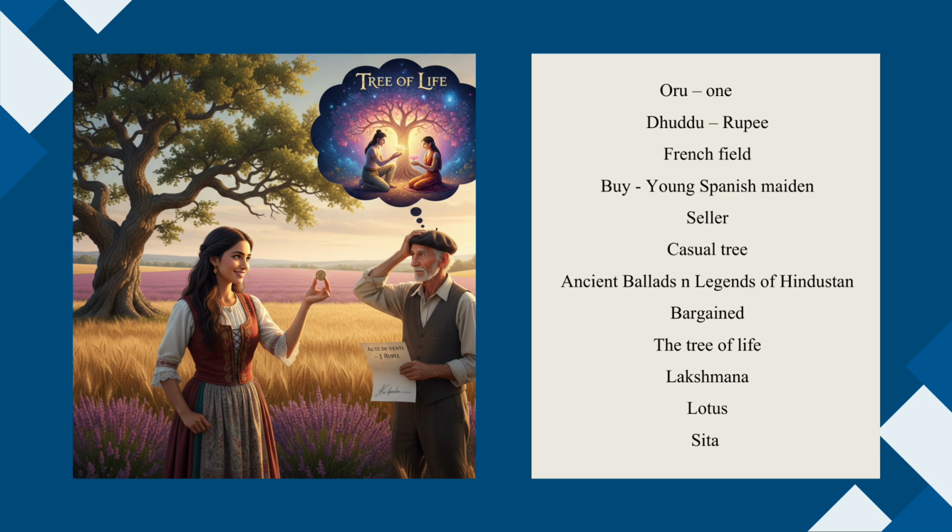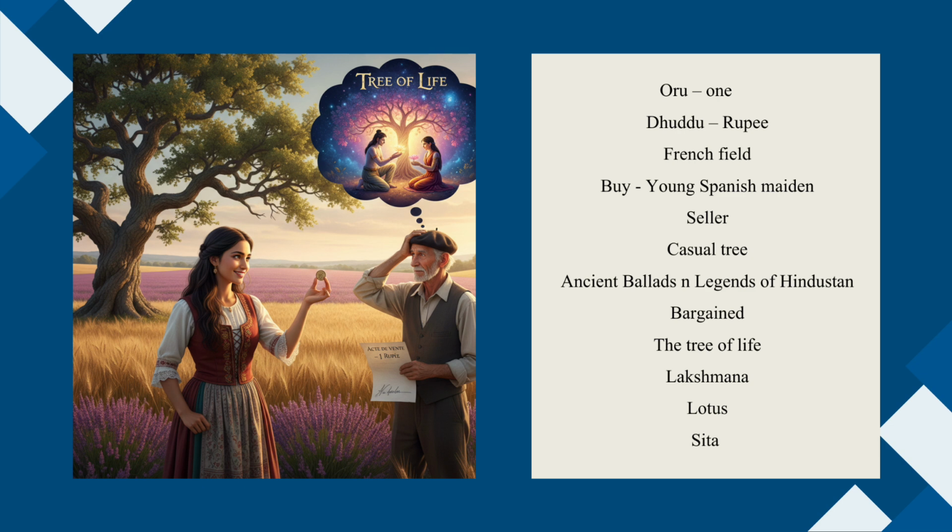With just 1 rupee, a French field is bought by a young Spanish maiden. But how does she manage that? She tricks the seller by pointing to a casual tree and giving it a sacred image from ancient ballads and legends of Hindustan. She bargains with the seller, like, if you give me the French field for 1 rupee, I'll give you this tree in return.